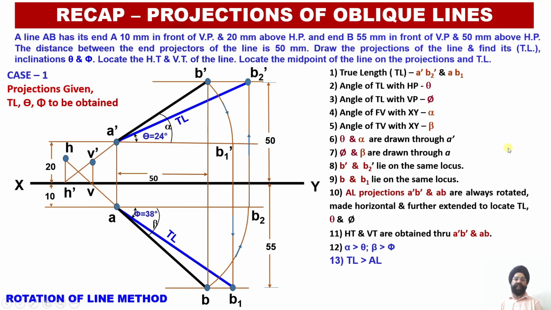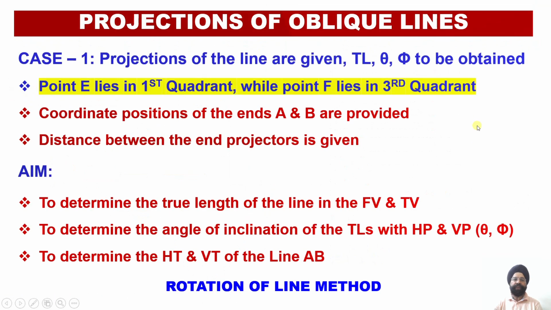We have just discussed this particular case because now we are going to enter into a more complex case. In this case, point A and point B both lie in quadrant number 1. Now we are going to pick up another case where point A, the first point of the line, will be lying in the first quadrant, while the second point of the line will be lying in the third quadrant. So let us see how we draw the projections of those oblique lines.